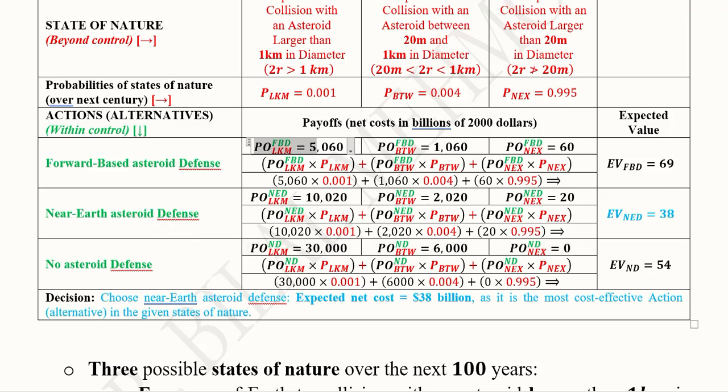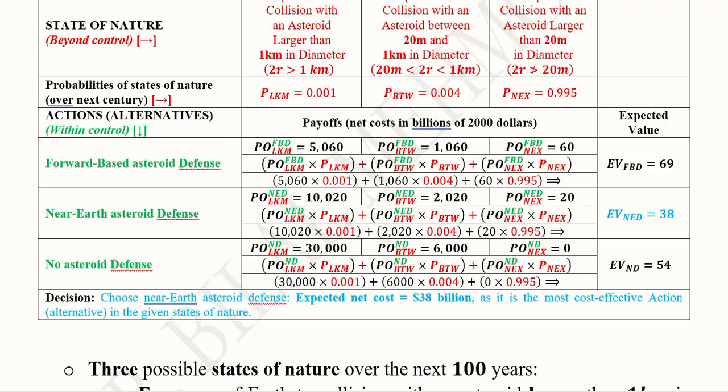So in the rows we have the actions that we take, and in the columns we have these states of nature, LKM, LKM, LKM. These are all showing the large asteroid, and again BTW, BTW, they are showing the between large and a small meteor possibility. NEX is showing the no exposure to a large asteroid. So this becomes a matrix fulfilling the formality of a cross-cutting situation with rows and columns.